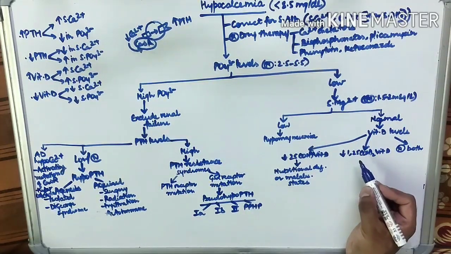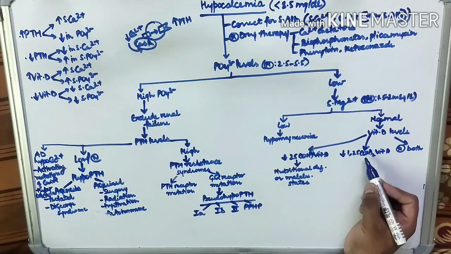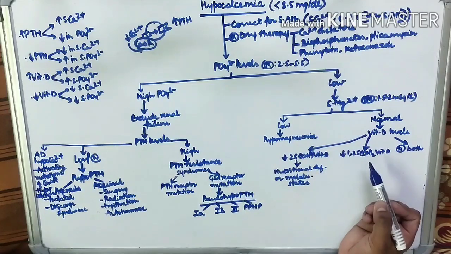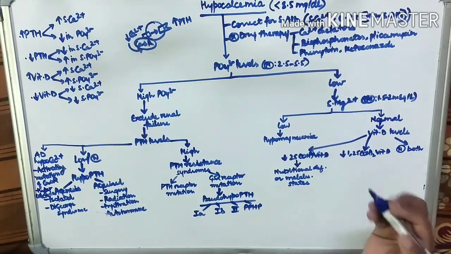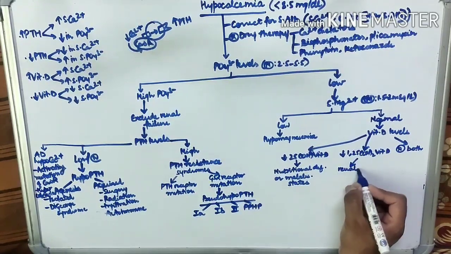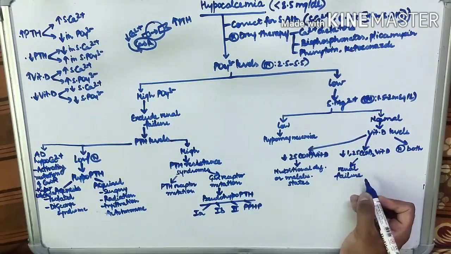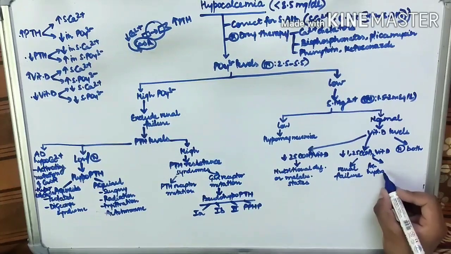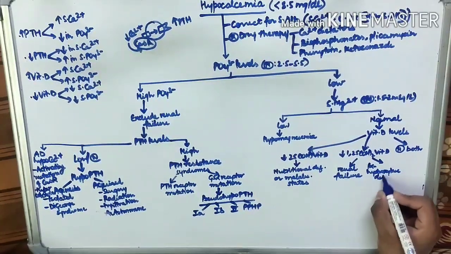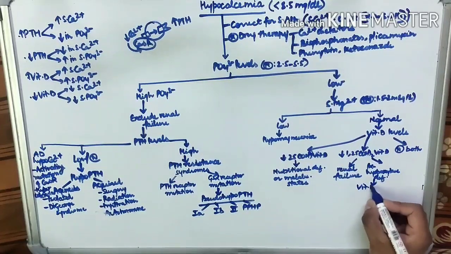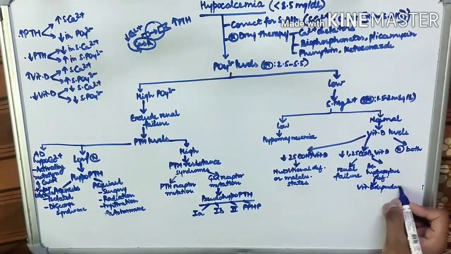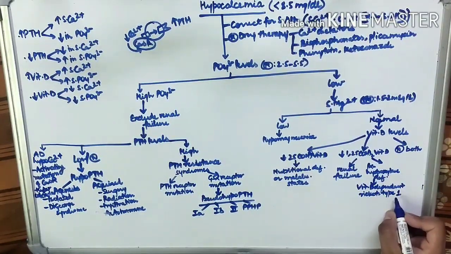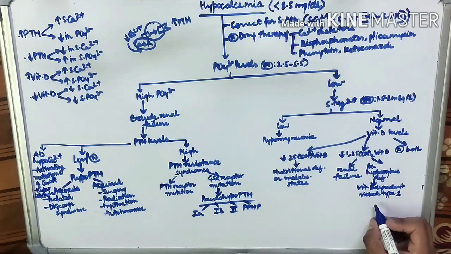If there is decrease in 1,25 dihydroxy vitamin D levels and normal 25 hydroxy vitamin D level, that means there is impaired 1-alpha hydroxylation of this compound. That could be because of renal failure, because the 1-alpha hydroxylation occurs in the kidney primarily, or 1-alpha hydroxylase deficiency. And this condition is known as vitamin D dependent rickets type 1. Because you can treat it with the active form of vitamin D, that is calcitriol.